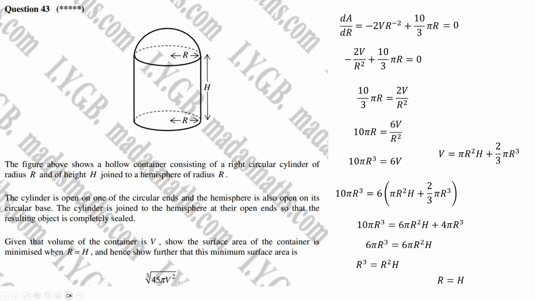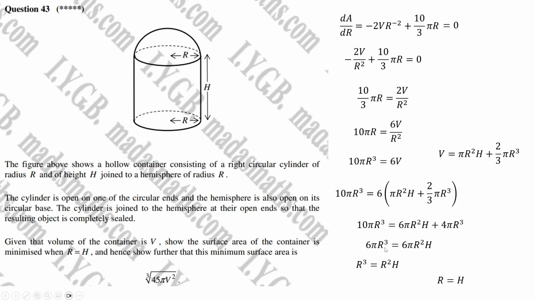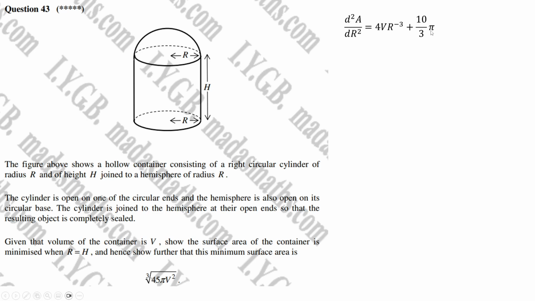Okay, and then show that it's minimized when this is true. So we need to find the second derivative to show that it is a minimum. The second derivative is this. If you remember what the first one was, where is it? Here. Okay, so yeah, this is going to be positive 4v r to the minus 3, and then this will just be 10/3 pi. So you'll get that. You can just say that this is 4v over r cubed to get that.